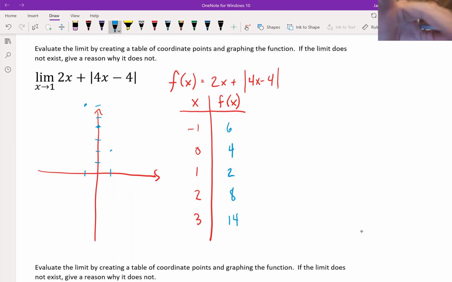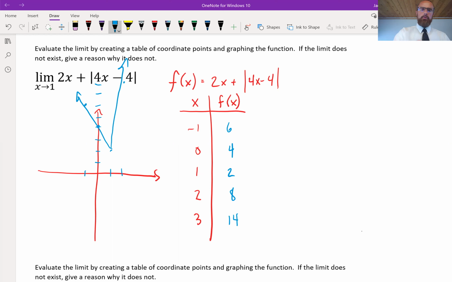So definitely that's a linear function on that left side. And then at 2, we jump all the way to 8. So I'll go ahead and plot that. But at 3, 14 is off my graph. So I'm just going to leave it right there. So we've got this kind of tilted over V shape.